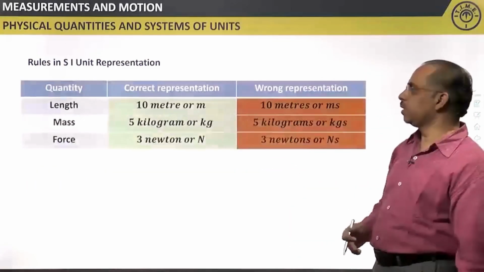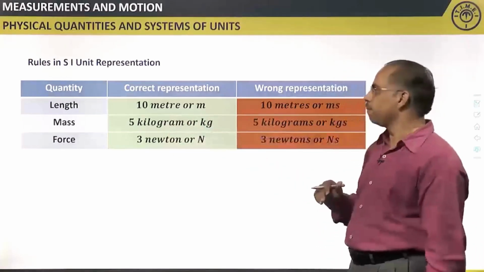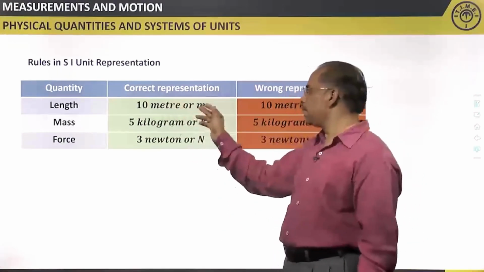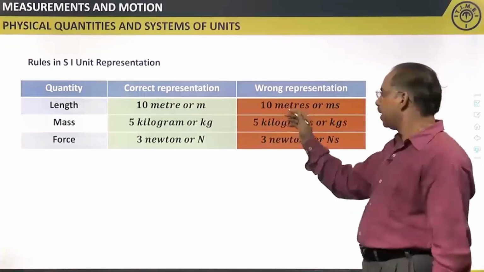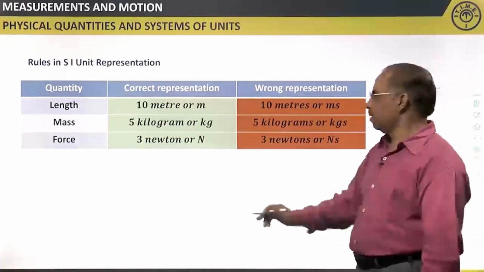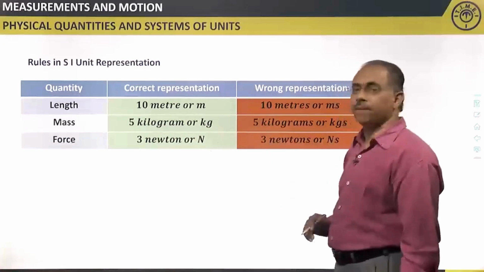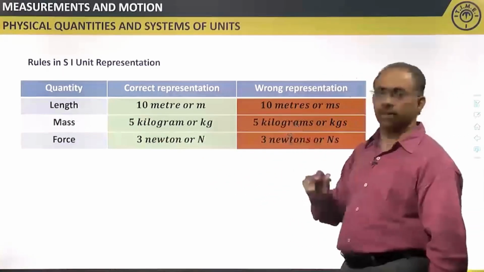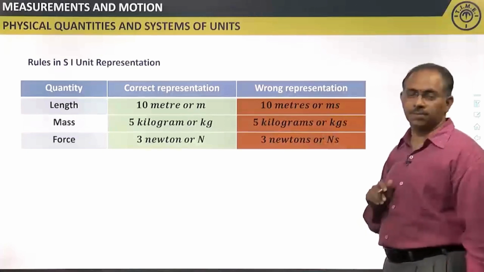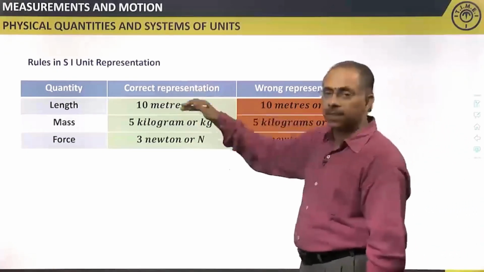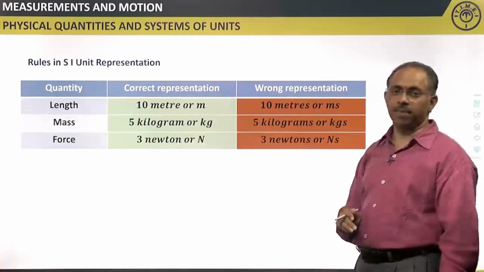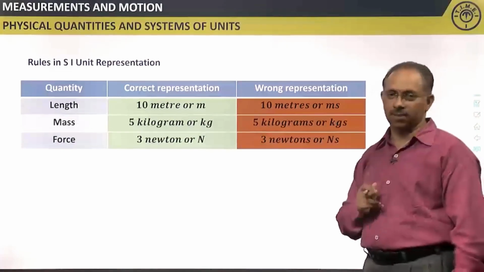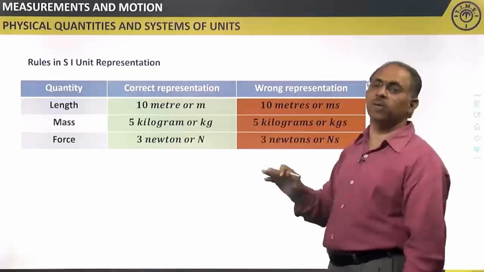See the units over here and the physical quantities. As quantities I am taking length, mass and force. Here I am writing 10 meter or m, whereas here I say 10 meters or ms. Mass, 5 kilogram or kg if I am writing, versus 5 kilograms or kgs. Force, 3 Newton or N, versus 3 Newtons or Ns. So these are all the correct representation, and this is the wrong representation. What do you infer from this? What should be the rule? Yes, you are right. We should not write the plural form of the unit.